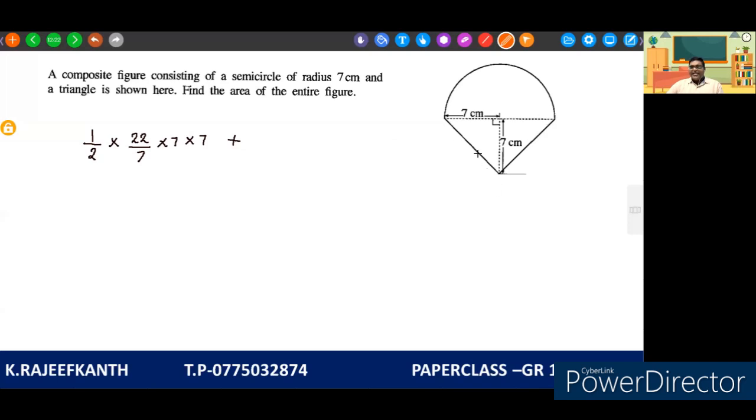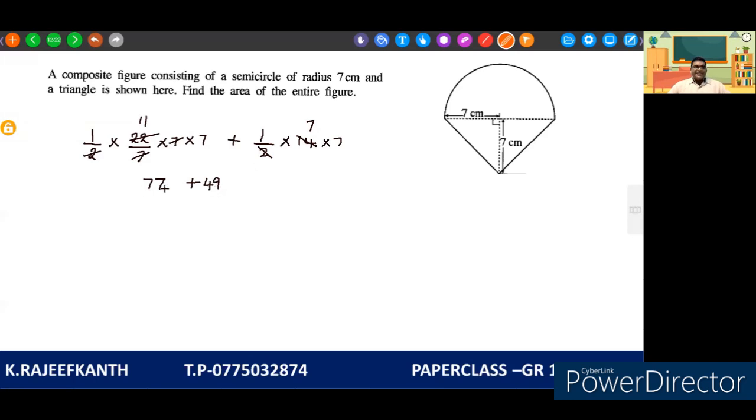Now we have to find the area of this triangle. Half into here, the base is 7 plus 7, 14, and the height is 7. A half into base into height, perpendicular height. Here we can divide by 7. Here we can divide this 22 by 2, then 11. Then 11 times 7 is equal to 77. Here we can divide by 2, then 7. 7 times 7 is equal to 49.